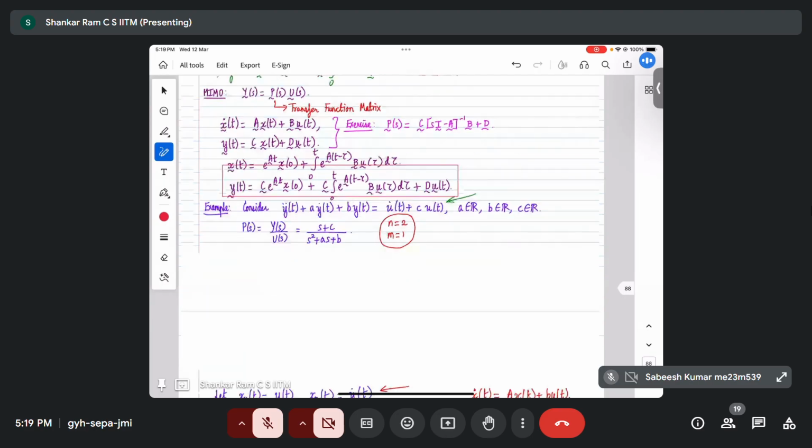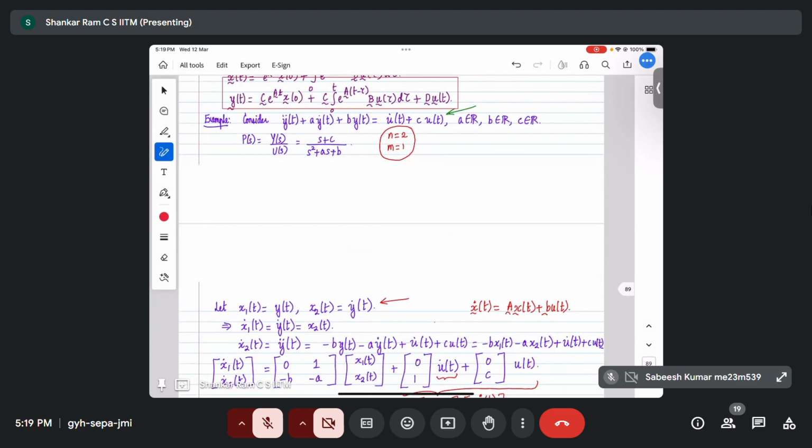All right. Okay. So now I'm going to do an important example, which essentially conveys one interesting thing about the state space representation, and helps us figure things out, as far as the state space representation is concerned. So what is that? Let's say we consider this example, where we consider the second order system whose governing equation is y double dot t plus a y dot t plus b y equals u dot plus c u.